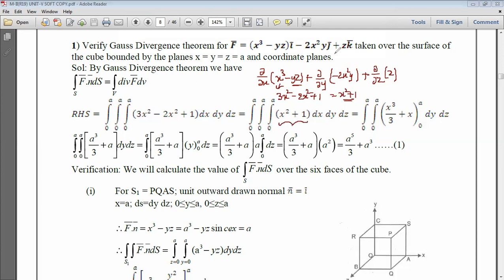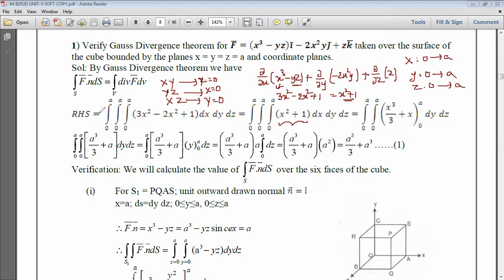And here the coordinate planes are the xy plane, the yz plane, and the xz plane. In the xy plane z is equal to 0, in the yz plane x is equal to 0, and in the xz plane y is equal to 0. It means the limits of x are from 0 to a, y limits are from 0 to a, and z limits are from 0 to a. Okay, so these are the limits.